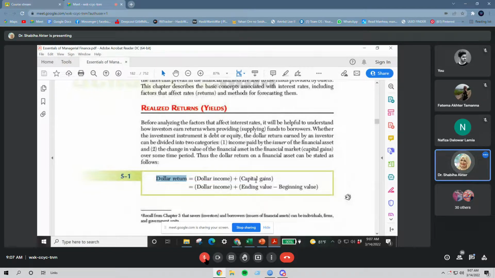So is it clear what is dollar income and what is capital gain? Yes, ma'am. Yes, ma'am.